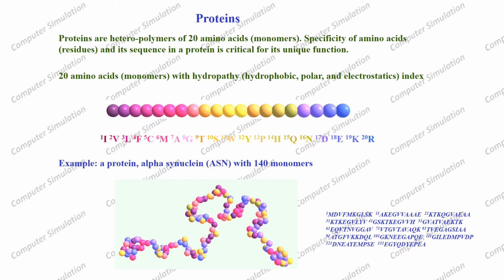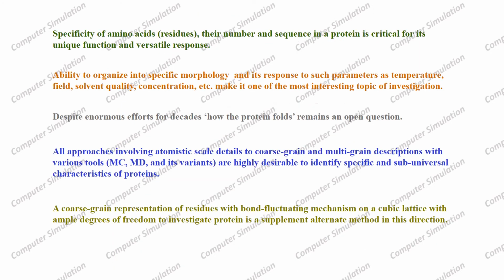A protein such as alpha-synuclein consists of 140 amino acids in a unique sequence with a diverse range of hydropathy index. Specificity of amino acids, their number, and sequence in a protein is critical for its unique functionality and versatility. Ability to organize into specific morphology and its response to such parameters as temperature, field, solvent quality, concentration, etc. makes it one of the most interesting topics of investigation.